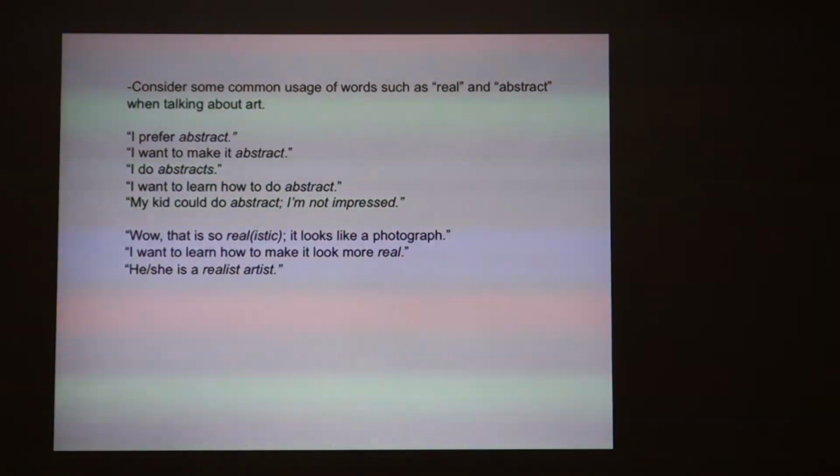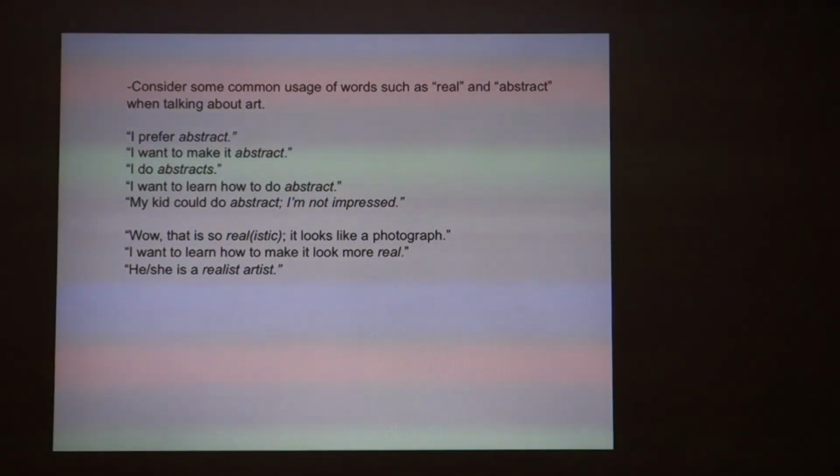So as an artist and as a teacher, I've come across people using these words in conversation about art, and some of the common usages of these terms bug me a little bit and get me thinking about putting together presentations like this. They are comments like, I prefer abstract, or I want to make it abstract, or I do abstracts, or I want to learn how to do abstract, or my kid could do abstract, I'm not impressed. On the other hand, in relationship to real or realistic, I hear things like, wow, that is so real, it looks like a photograph. Or, I want to learn how to make it more real, when they're talking about their work of art. Or one might say, he or she is a realist artist.